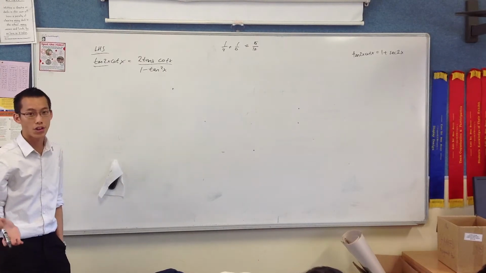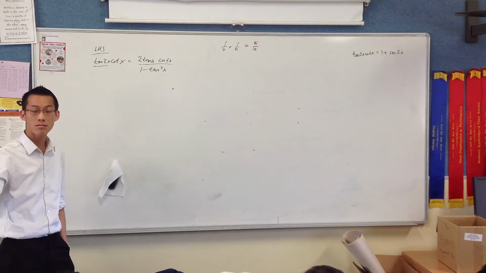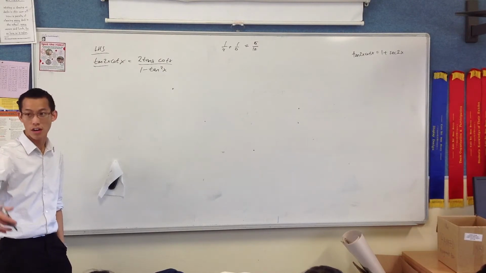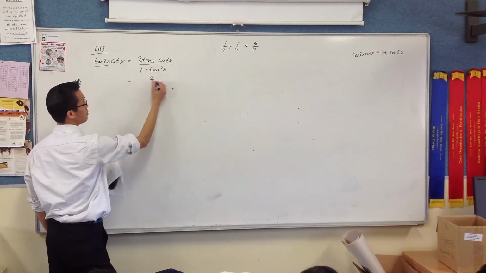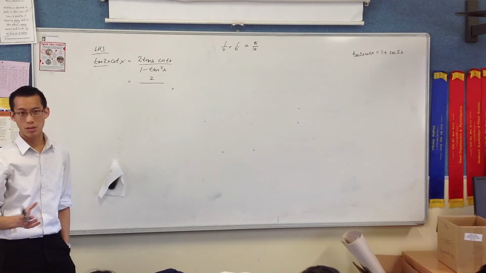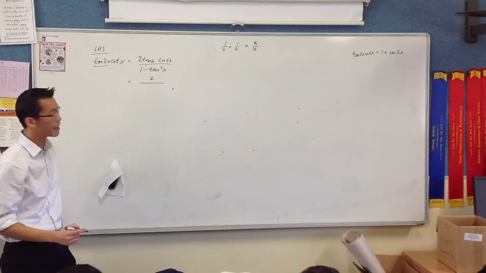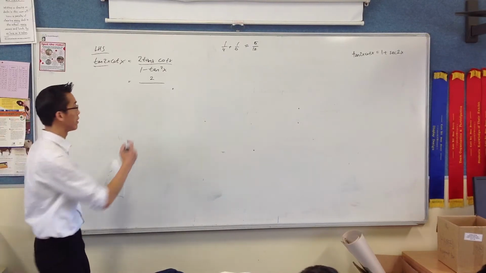Now the reason why I left the cot in its place is because tan and cot are reciprocals. So these two are just going to cancel out, right? So I'm going to get 2 on. Now, I might as well deal with the denominator as well. That tan squared is sine squared on cos squared, right?